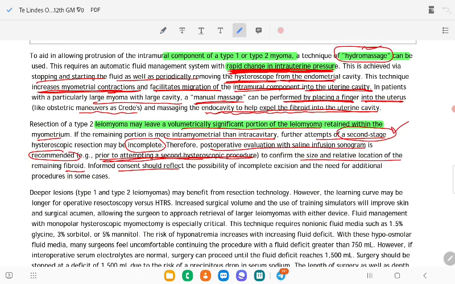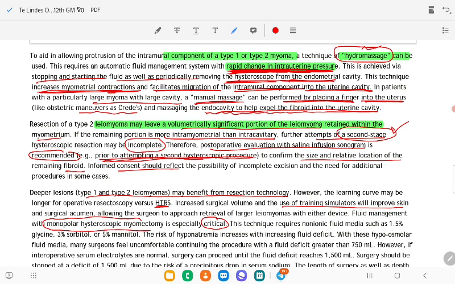Deeper lesions, type 1 and type 2 myomas, may be managed with the resection technique. However, the learning curve may be longer than with the hysteroscopic tissue removal system. Increased surgical volume, the use of training simulators, and surgical acumen allow the surgeon to approach and retrieve large myomas. Fluid management with monopolar is especially critical in hysteroscopic myomectomy, because monopolar energy requires a non-conductive fluid.